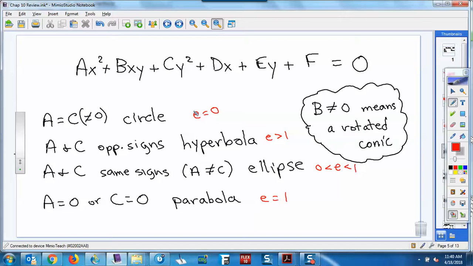And then if one of them is 0, so if there isn't an x squared term or there isn't a y squared term, but there is the other one, that's when you know you have a parabola. And by the way, the eccentricity of a parabola is 1. We'll talk about that a little more in a second. And if B is 0, it's not even in there. If it's not 0, that means you have an xy term, and that just means it's a rotated conic.